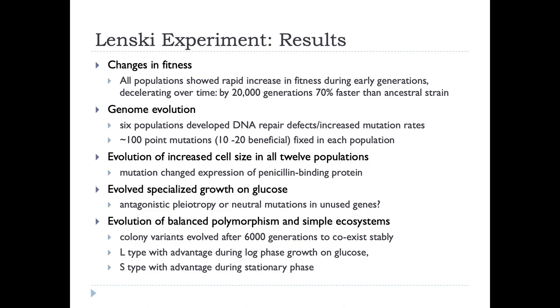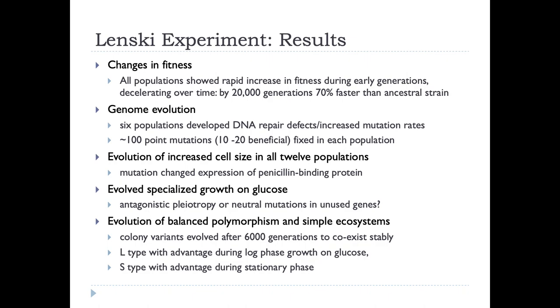So what kind of results did he get? Well, he got a range of takeaway messages here. As he pointed out in that discussion, there were these changes in fitness. All the populations showed a rapid increase in fitness very early on, and that's because they're getting used to being in that environment, living with that particular carbon source of glucose and the other nutrients that are in there. The rate of change started to decelerate a bit after time, but by 20,000 generations, you could take the ancestral strain and do growth curves on it, and take the evolved strains and show the growth curves, and the evolved strains were 70 times faster in their growth rates than the ancestor. So in that particular medium, it's clear that there is natural selection going on in those flasks for those organisms.